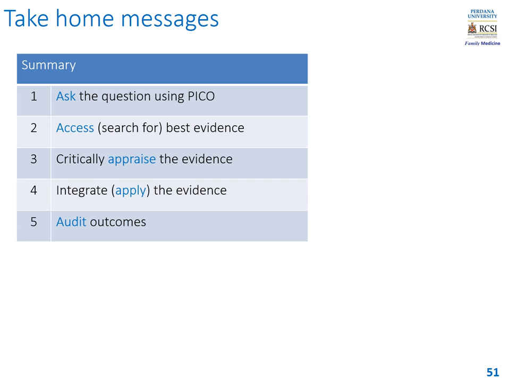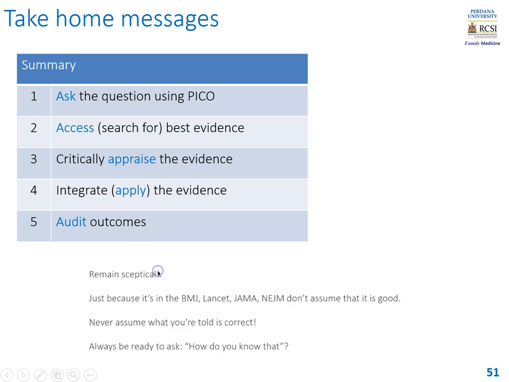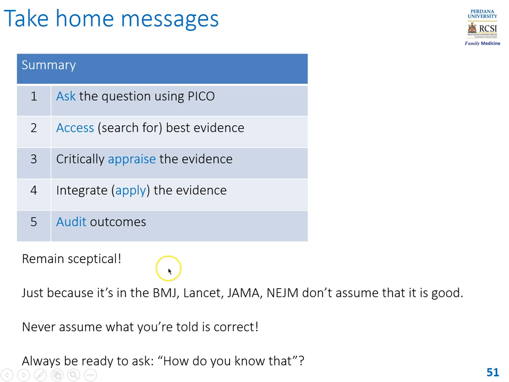Don't forget the 4 A's of evidence-based medicine. We've included the 5th A here, which is audit. So when you've done all this, then maybe a year later you would go back and re-audit your outcomes. Also, you should remain curious and skeptical. Just because something is published in the BMJ, the Lancet, JAMA, New England Journal, or any other journal that's highly regarded, don't assume that it's good quality. And don't assume that what you're told is correct, even by me. Always be ready to ask, how do you know that, Prof? How do you know that?